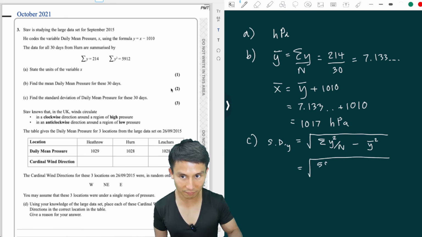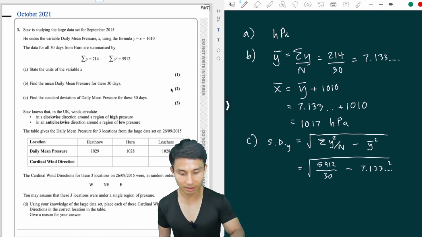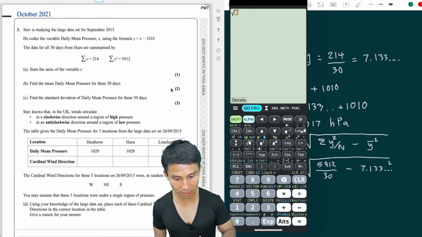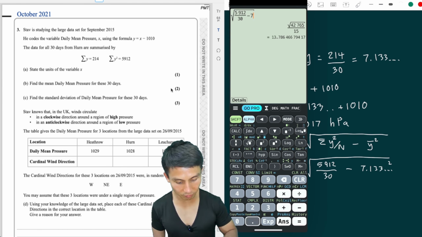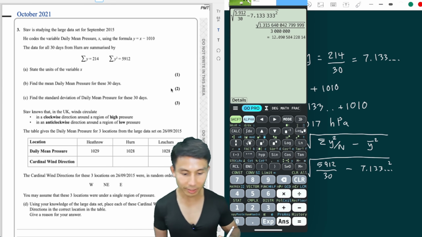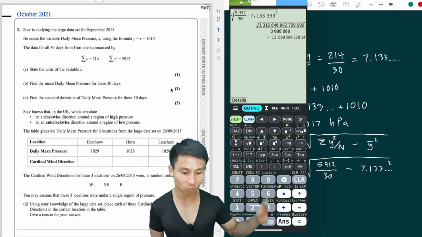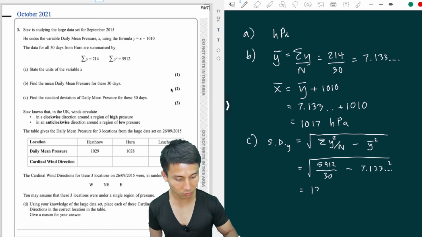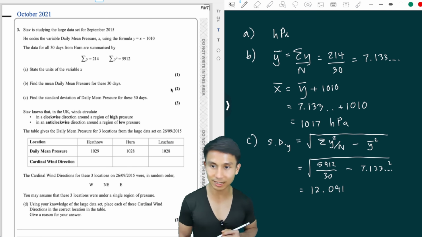So 5912 divided by 30, minus, we already got y bar above, so that squared. We're going to use the calculator for that. Square root of the fraction 5912 divided by 30, and then we minus 7.13333 squared. Okay, so that's 12.091. I'm just going to put that as the answer first.